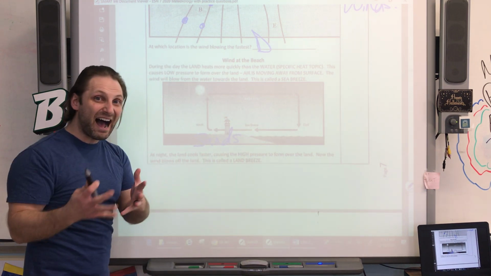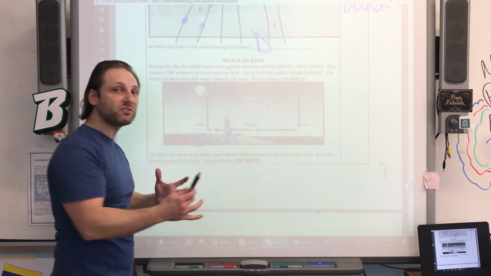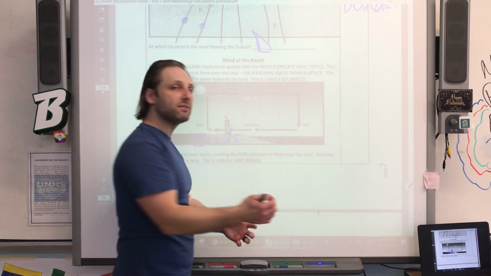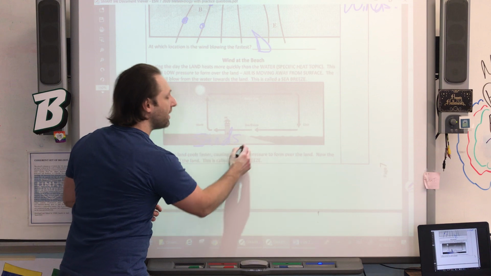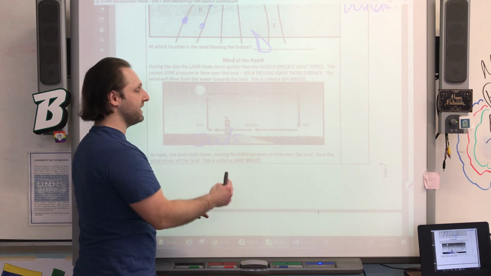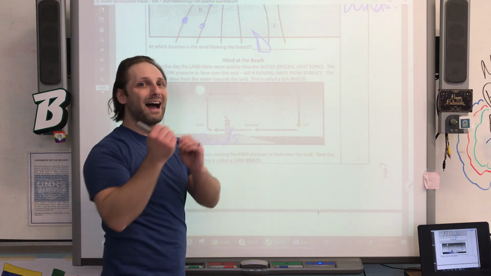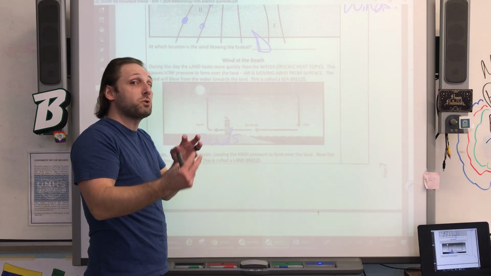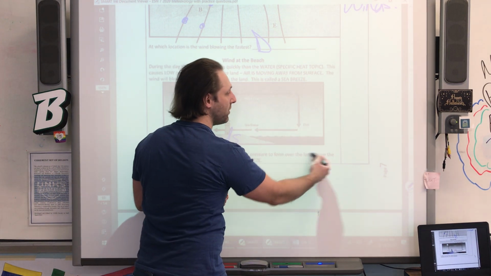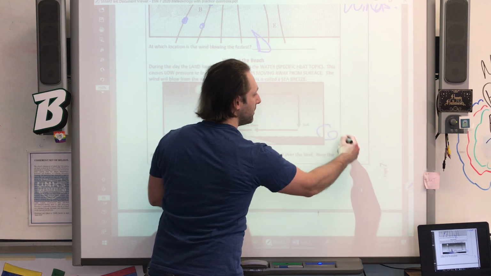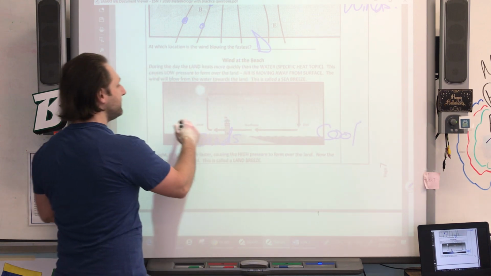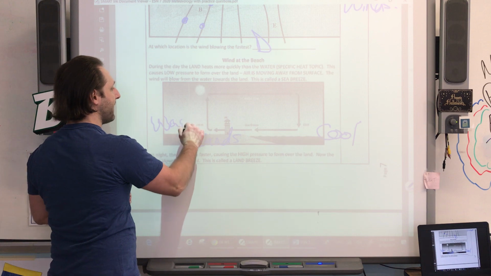All right, so the sand has a low specific heat, so it heats up faster. The liquid water has a high specific heat, so it heats up slower. So this stays relatively cool during the day. This warms up very fast.